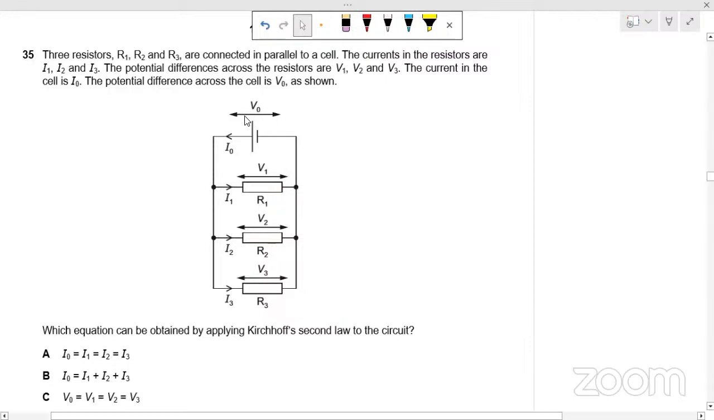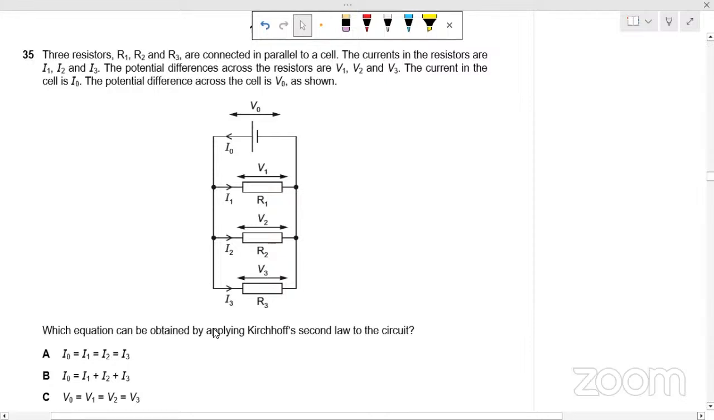Sorry, this is not EMF. This is potential difference across the cell. And there is no indication about the internal resistance. So we can't assume that internal resistance is zero. If internal resistance is zero, then voltage across the cell is equal to EMF. But in this case, this is voltage across the cell.